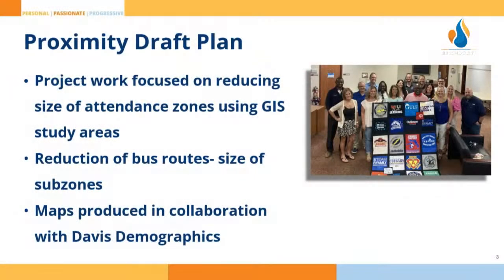The technical project work, or MAP methodology, primarily aimed at decreasing the size of the attendance zones and the school district's transportation responsibility through the use of GIS study areas. The objective wasn't solely to minimize bus route lengths and ride times, but also to create attendance zones capable of accommodating the anticipated student growth over the next decade. These maps were developed in partnership with Davis Demographics and adhere to the principles established in the previous year's elementary technical map work, which was implemented in the current school year.